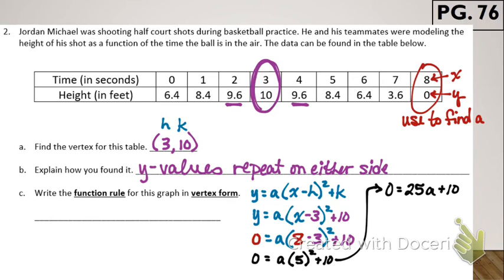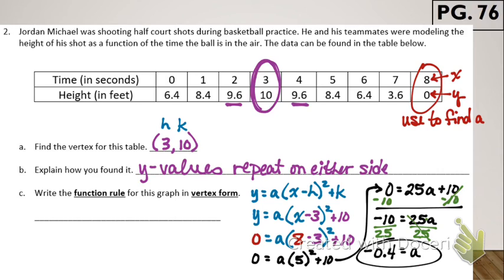I want to get the a all alone. What can I do to both sides? Subtract. What am I subtracting? 10. Subtract 10 from both sides. So I have negative 10 equals 25a. To get the a all alone? Not subtract. Divide. I want to get the a alone, and right now it has a 25 next to it. Those are being multiplied, so I'm going to divide both sides by 25. Grab your calculators for me. Yeah, there you go. Negative 0.4 is my a value.